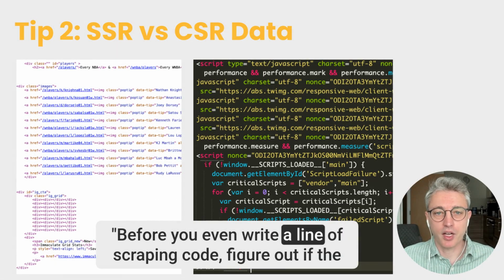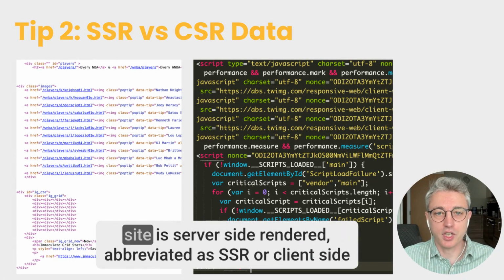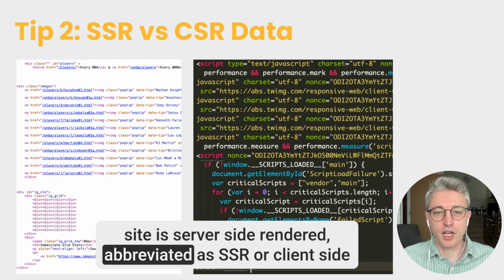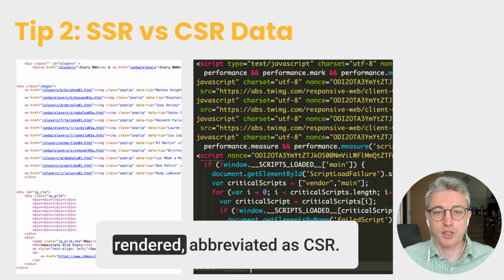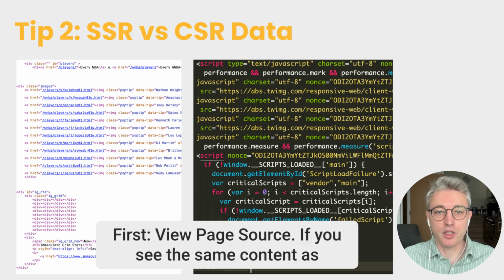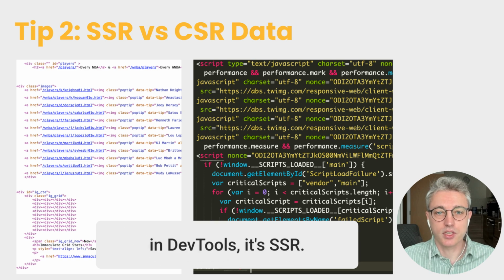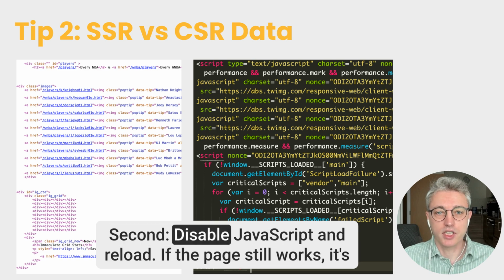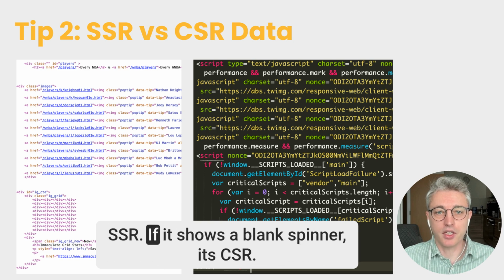Before you even write a line of scraping code, figure out if the site is server-side rendered, abbreviated as SSR, or client-side rendered, abbreviated as CSR. Here are 2 things you can do to test out if it is SSR or CSR. First, view page source. If you see the same content as in DevTools, it's SSR. Second, disable JavaScript and reload. If the page still works, it's SSR. If it shows a blank spinner, it's CSR.